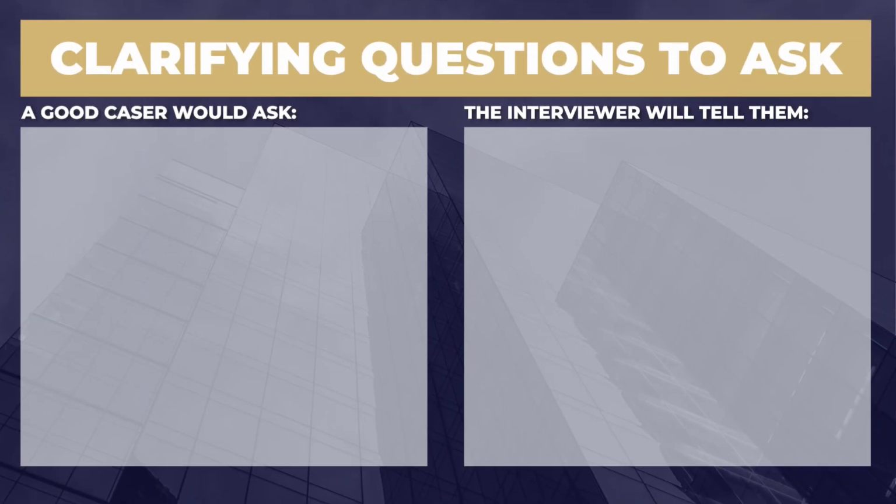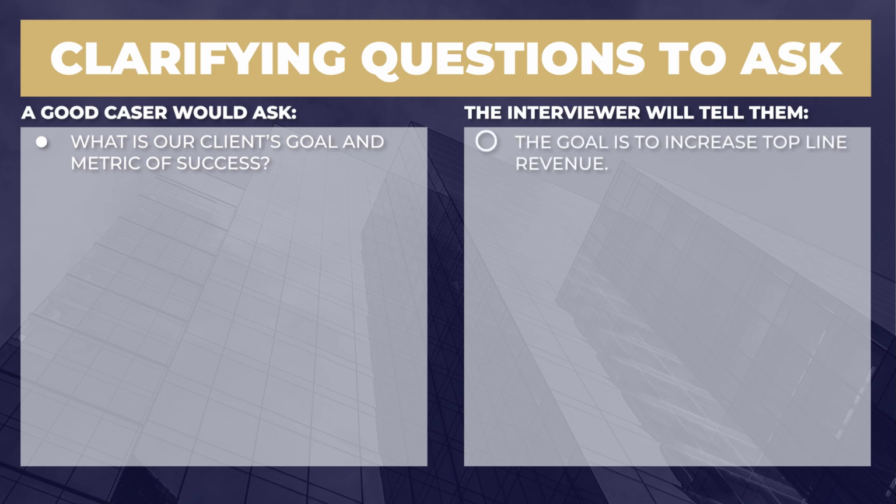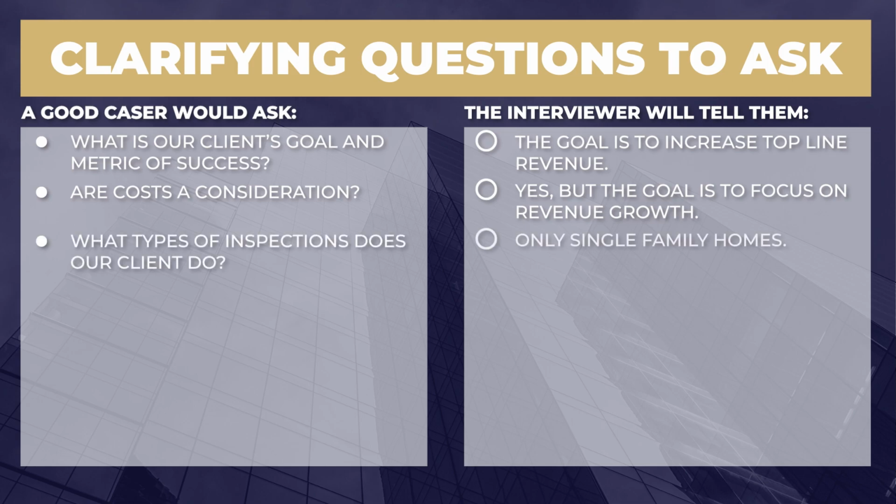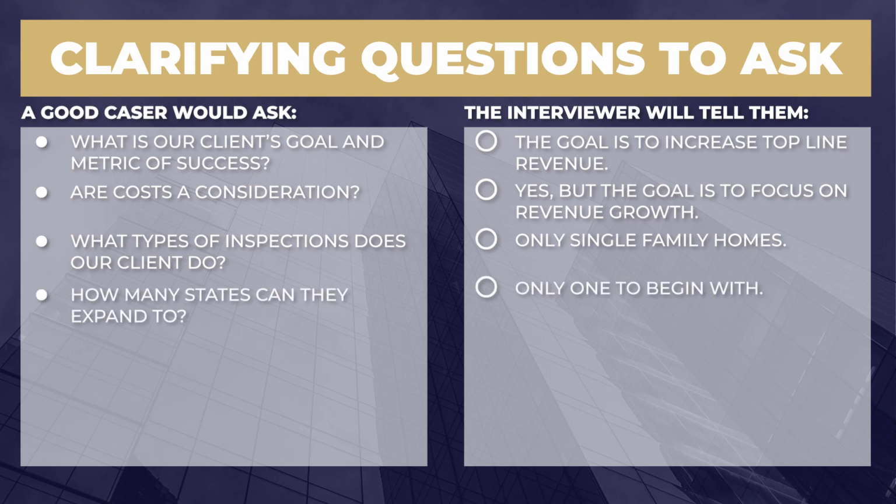Here are some questions that will clarify this case, as well as the answers the interviewer might provide. What is our client's goal and metric for success? Answer: the goal is to increase the top-line revenue. As I said earlier, companies are always looking to grow, grow, grow. Are costs a consideration? Answer: yes, but the goal is to focus on revenue growth. What type of inspections does our client do? Answer: only single-family homes. How many states can we expand to? Answer: only 1 to begin with.